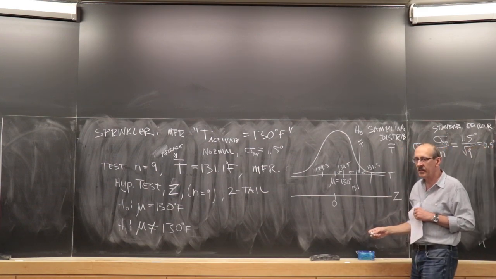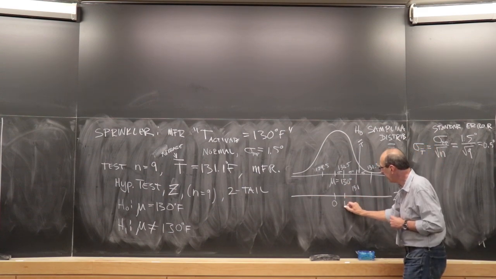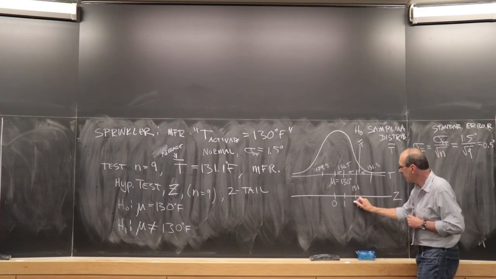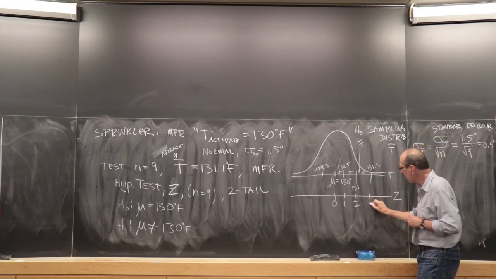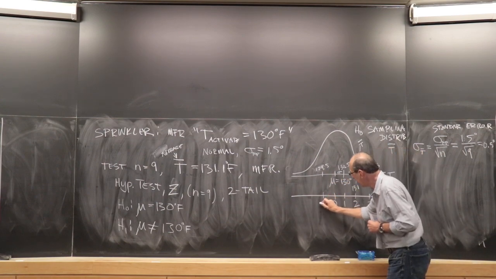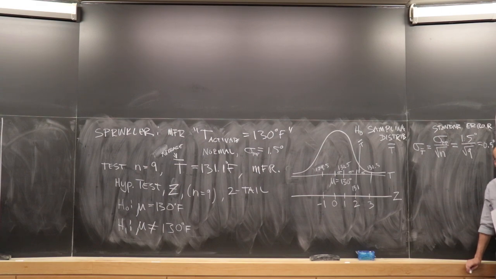Well, the z-axis units are easy because they're standard deviations. So 130 degrees corresponds to 1, 131 corresponds to 2, 131.5 corresponds to 3, and so on. 129.5 is minus 1. Okay. Now, how do I decide whether to reject or not? I need to figure out the probability in the tail and see if my data is so far out that it's in that very unlikely tail.